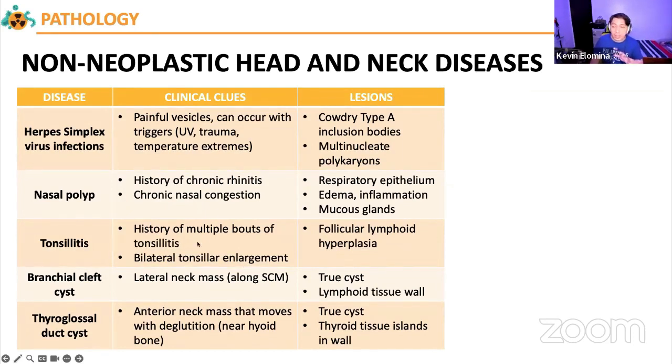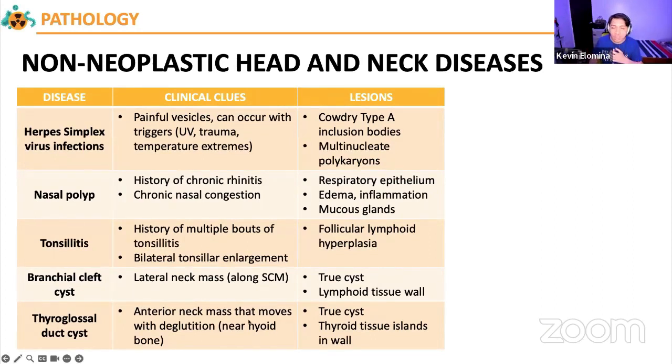For your tonsillitis, just remember na kung tonsillitis lang siya na benign, it should be bilaterally enlarged, no? Kasi kapag unilaterally enlarged yan, rule out tumors. Okay? And then branchial cleft cyst, we already discussed that in the corrections. It usually presents as a lateral neck mass along your sternocleidomastoid, and it's a lymphoepithelial cyst, meaning yung wall niya ay lymphoid tissue. Okay? And it's a true epithelial cyst, so may lining siya.